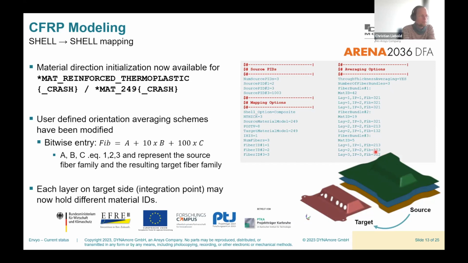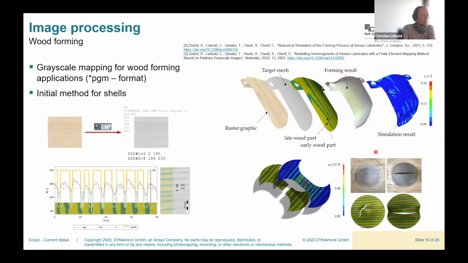And that's how we basically do the averaging with this new method, which seems to be a bit more readable compared to the other ones. Then I come to the field of image processing, and that's work I've done together with a PhD student at Mercedes, who wanted to consider the influence of early and late wood zones within his simulation model. We've had 2 publications about that topic.